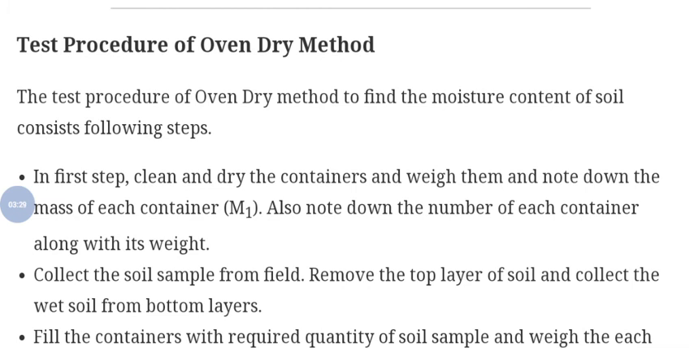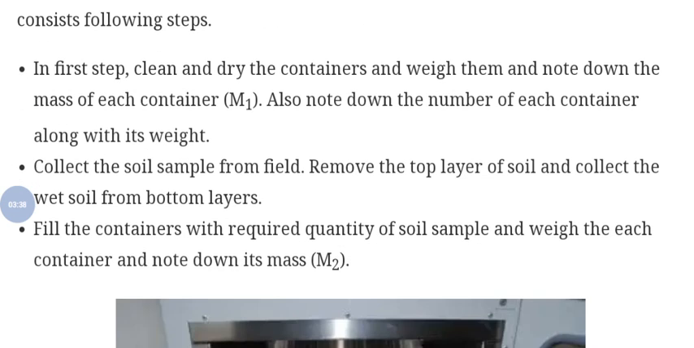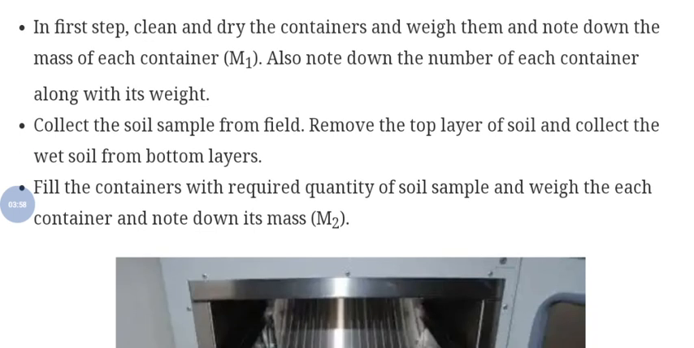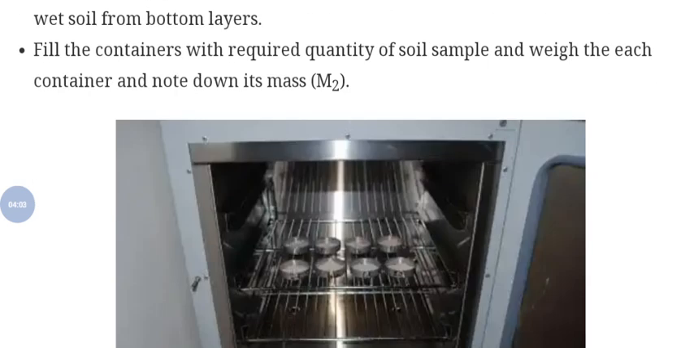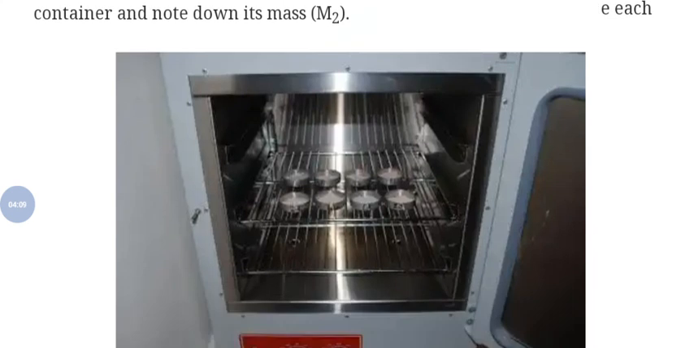After taking the sample, the test procedure of the oven dry method to find the moisture content of the soil consists of the following steps. The first step, clean and dry the container, weigh them and note down the mass of each container, that is M1. Also note down the number of each container along with its weight. After that, collect the sample from the field, remove the top layer of the soil and collect the wet soil from the bottom layer. Fill the container with the required quantity of soil sample, weigh each container and note down its mass M2. The mass M2 is given here, the mass of soil with container. The soil is wet soil.